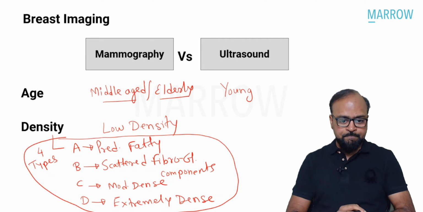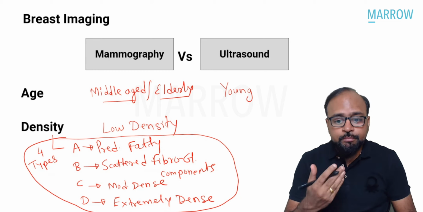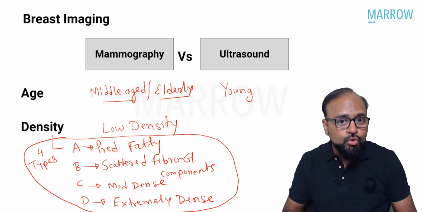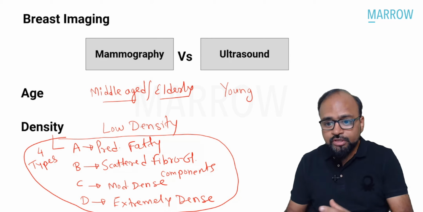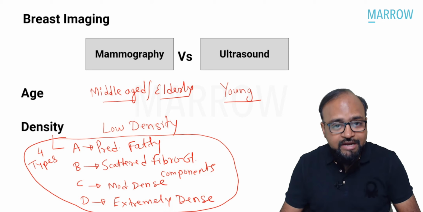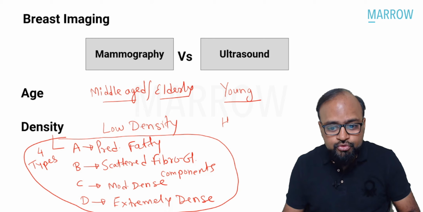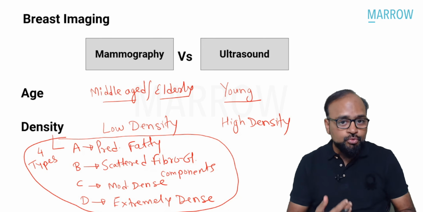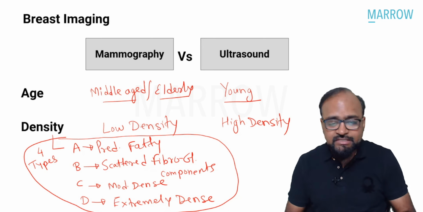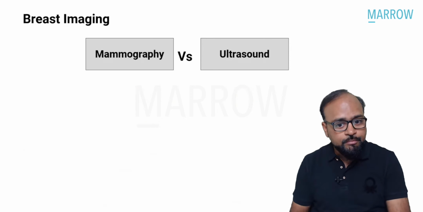We've just discussed that. Now, mammography is best suited for middle-aged to elderly patients with a low density, right? On the other hand, ultrasound is best suited for young patients, and we have discussed that age is inversely related to density. So young patients usually have a high density of the breast, right? So mammography is suited for middle-aged to elderly with low density breasts, whereas ultrasound is suited for young patients with high density of the breasts, right?